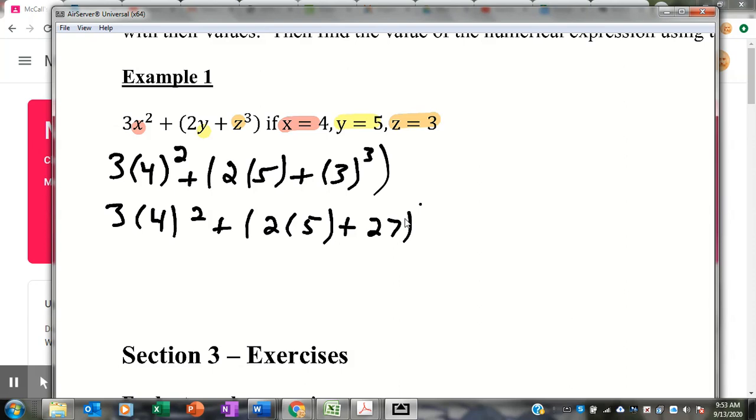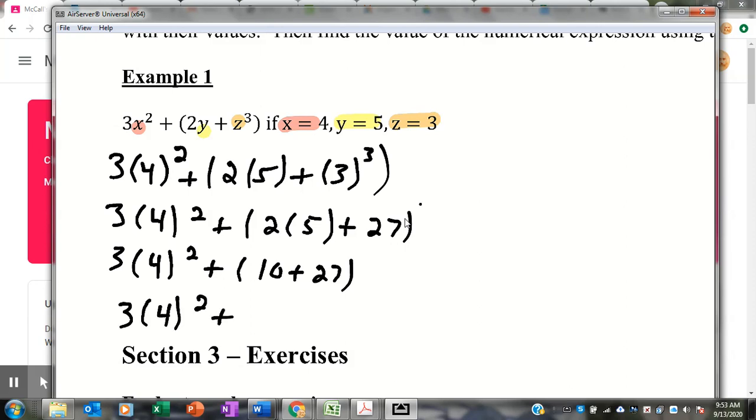The next one, again, we're going to follow PEMDAS. We're going to look inside this set of parentheses because it's still not simplified. That's where we're going to continue to work until we have everything simplified. So the next step from there, we're going to leave the 3 times 4 squared alone, and work inside the parentheses and do the multiplication first. So 2 times 5 becomes 10. We still have that set of parentheses and there's still things inside that need to be simplified. Therefore, we're going to do the 10 plus 27. So we have 3 times 4 squared plus, and then 10 plus 27 becomes 37.